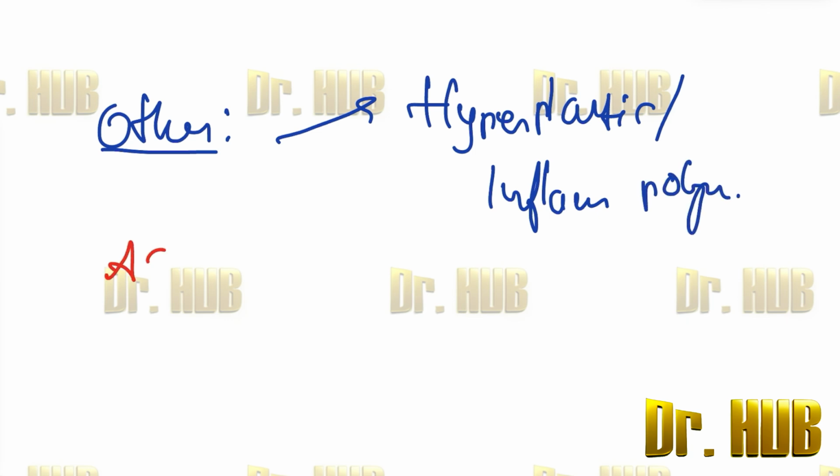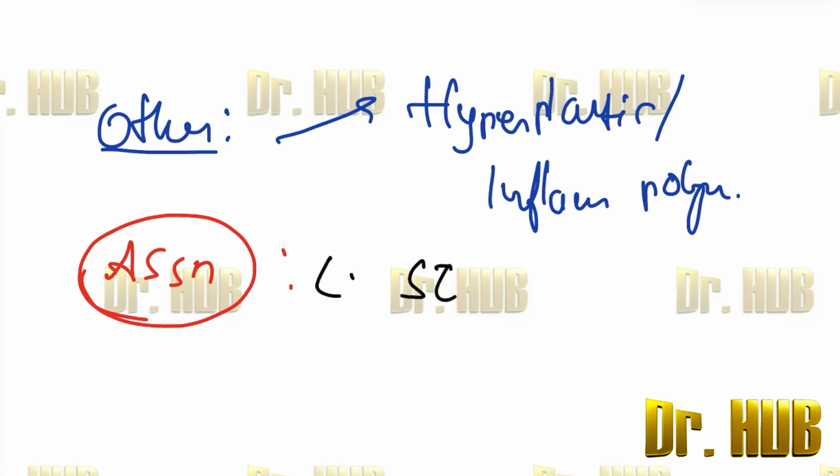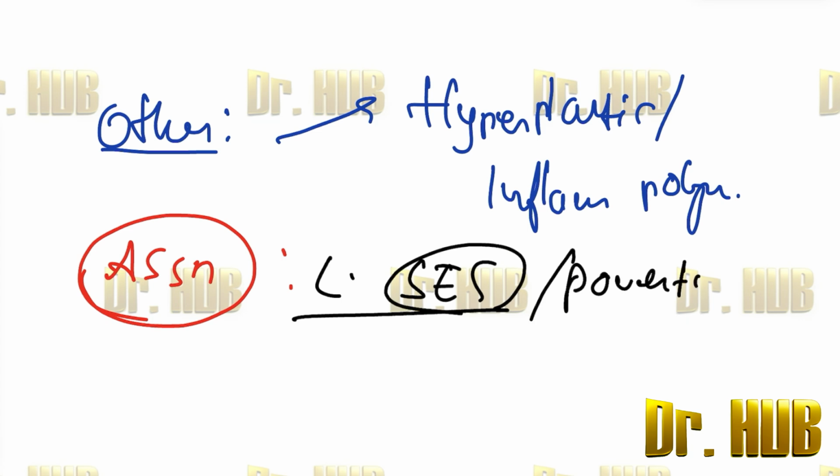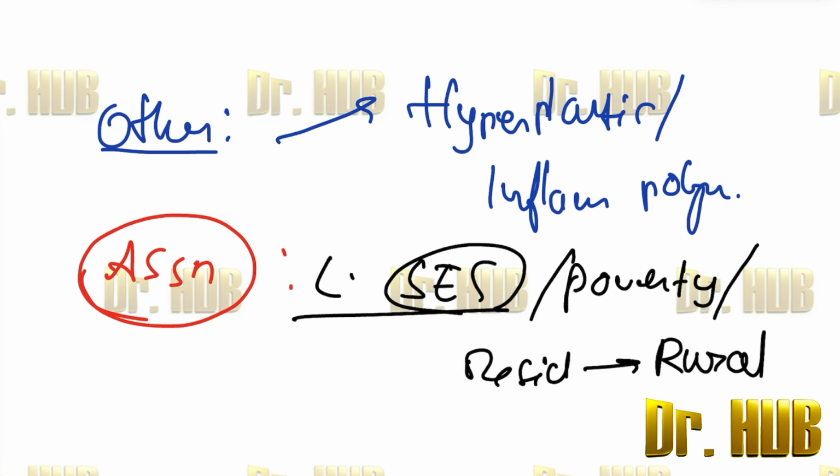Now let's talk about the associations. The association is low socioeconomic status. We write it as low SES, that is socioeconomic status, which implies poverty and residence in rural areas. So all imply the same.